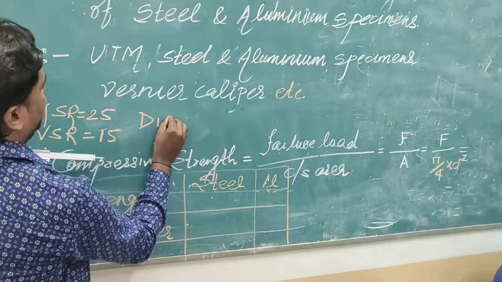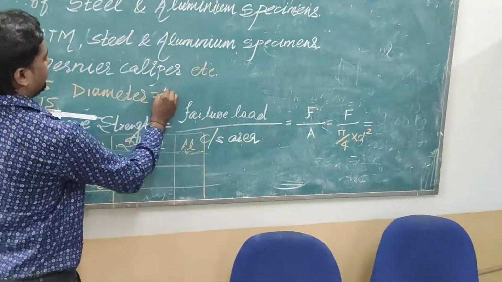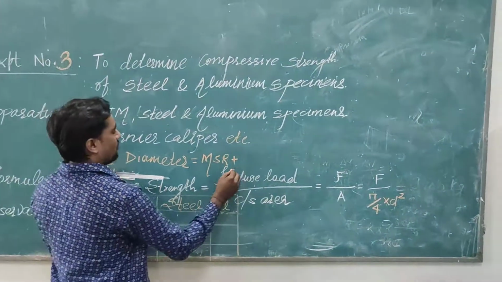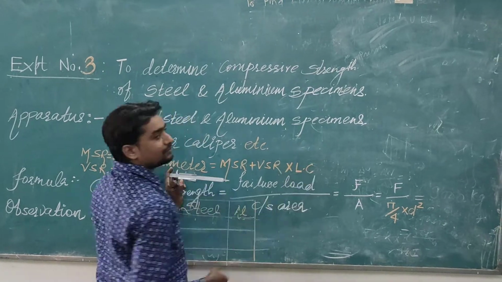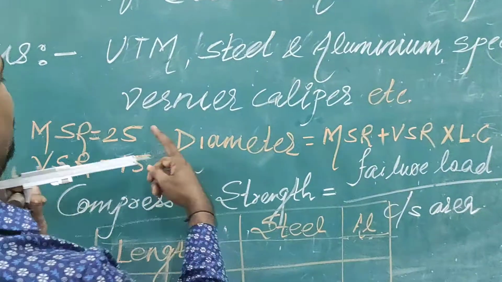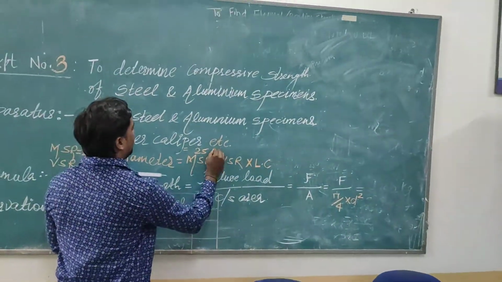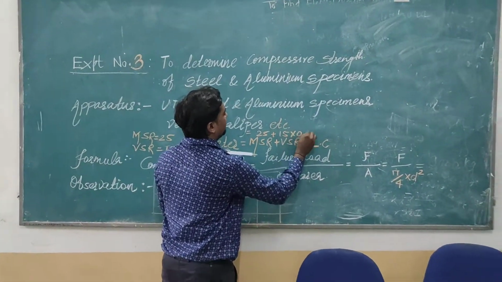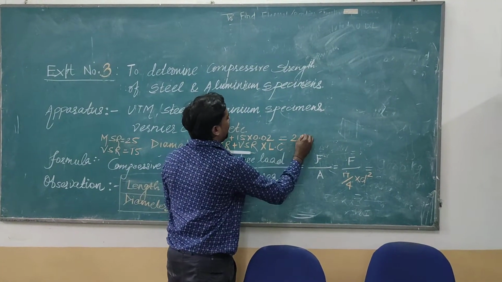So the diameter is the main scale reading plus the vernier scale reading multiplied by the least count. The least count is 0.02, as mentioned here. So the main scale reading is 25, plus 15 multiplied by 0.02. So the final answer will be 25 point something.